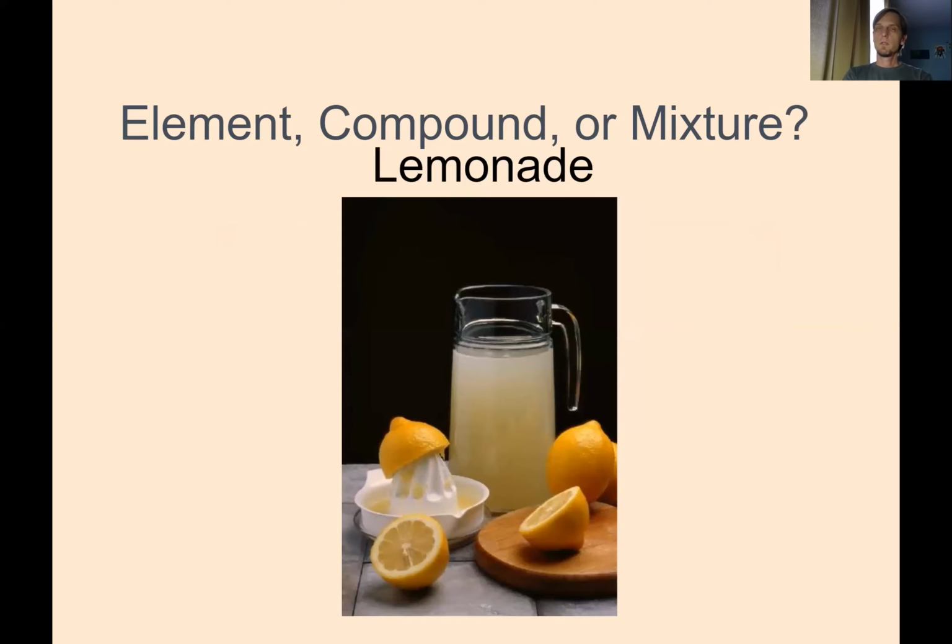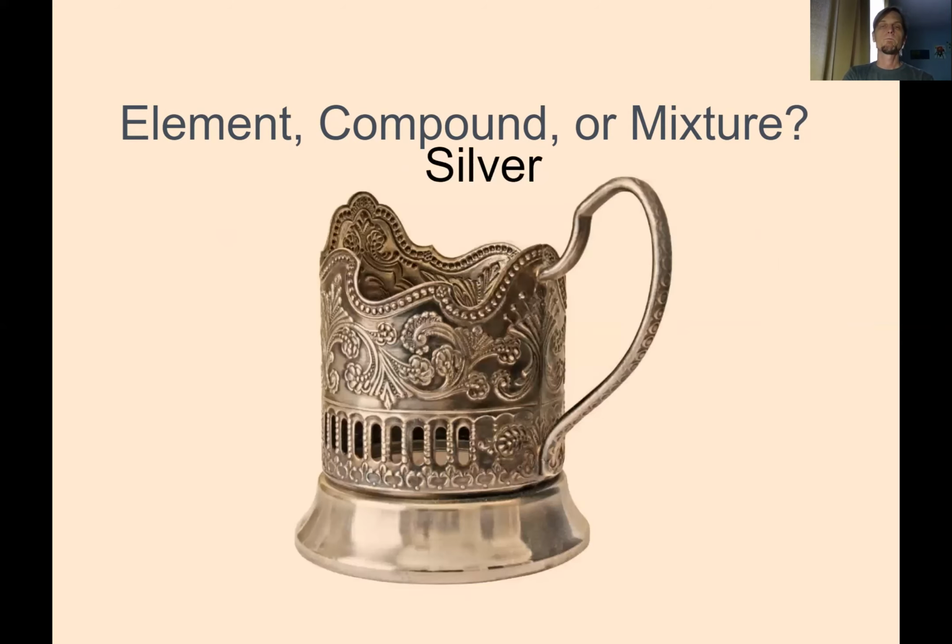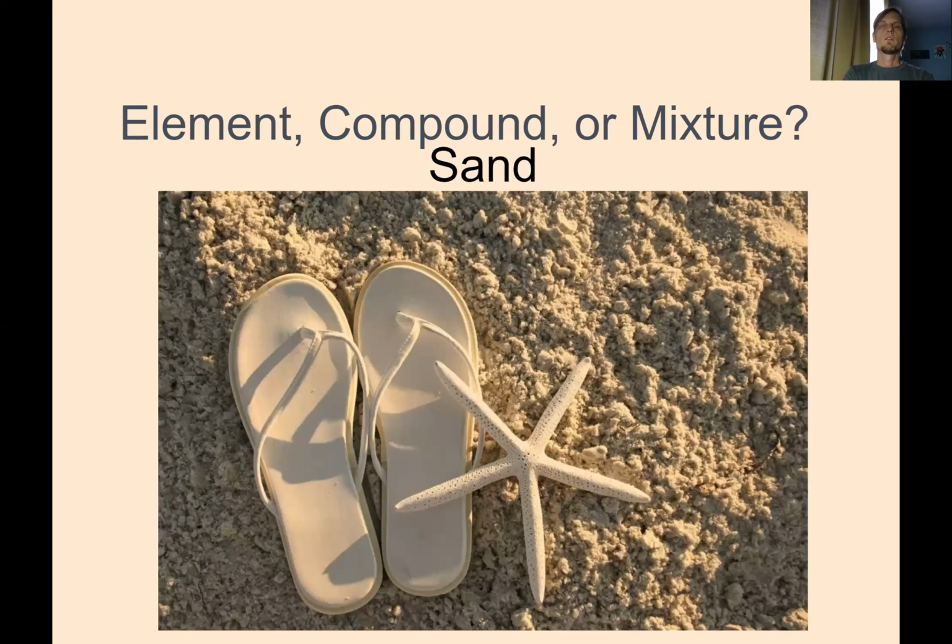Lemonade, here's the big one. What is it? Again, like most substances dissolved in water for flavored beverages, it's a mixture. We can extract water out of the lemon juice, okay? Silver, get out your periodic table, and you'll see it is there. Sand, get out your periodic table. There is no sand on the periodic table, but you will find that sand is made of silicon and many other materials. Therefore, it is a mixture. Okay, you can separate out the different substances.